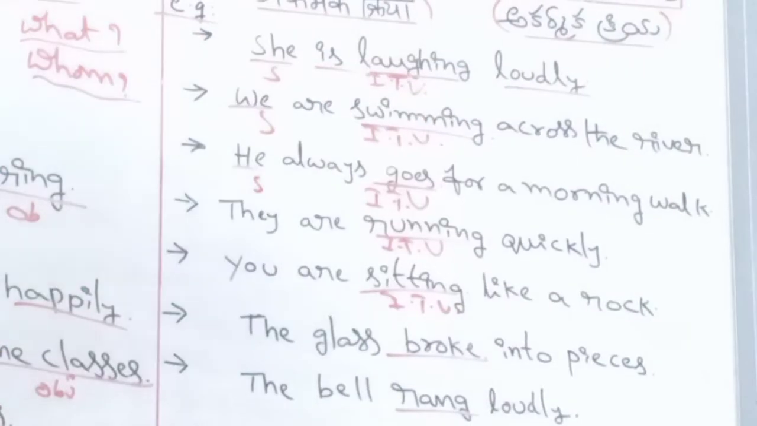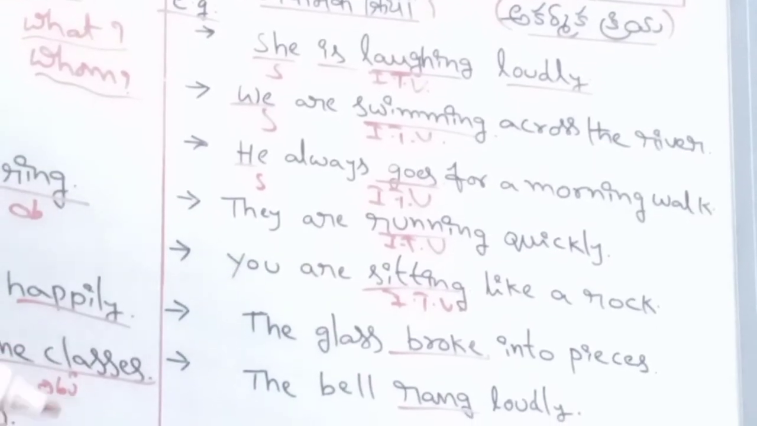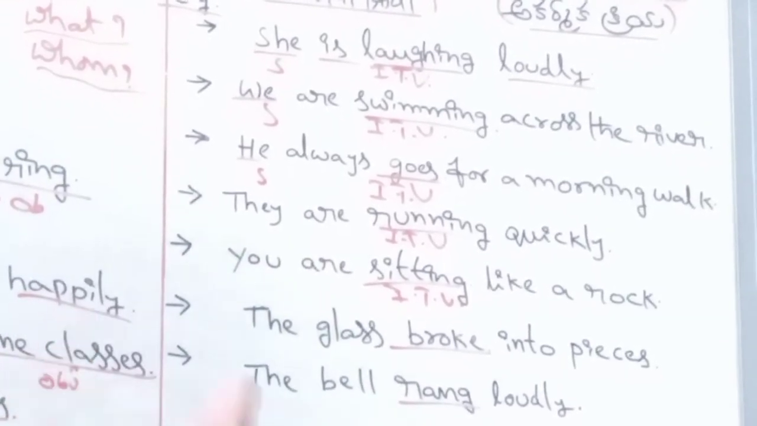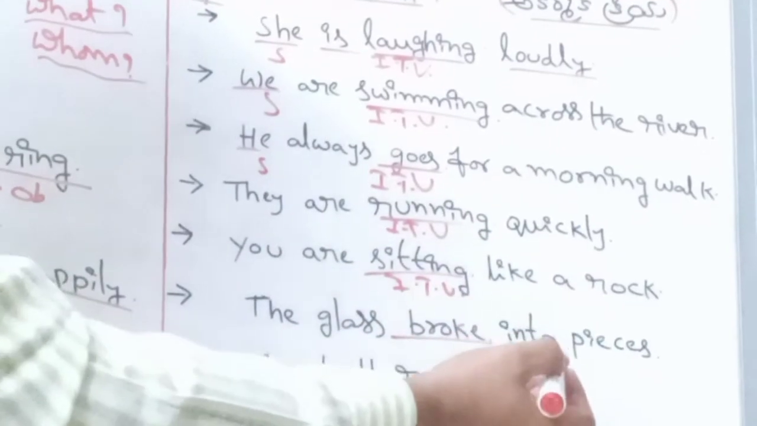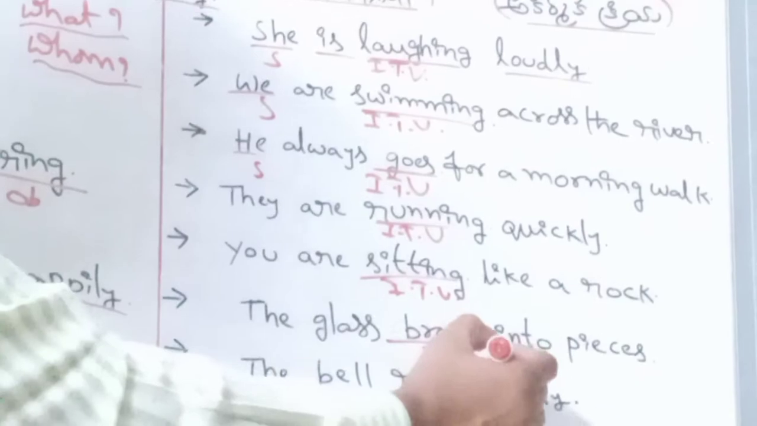Stop here at the main verb. The glass broke. The glass broke what? No answer. The glass broke whom? No answer. So here, answer is not possible. Then object is not present. So the verb broke also becomes an intransitive verb.